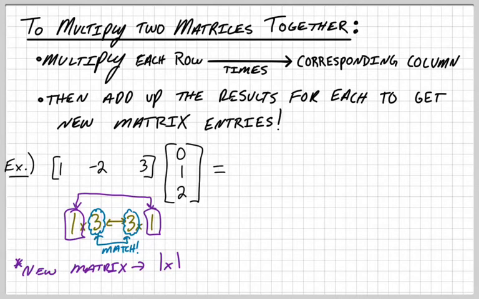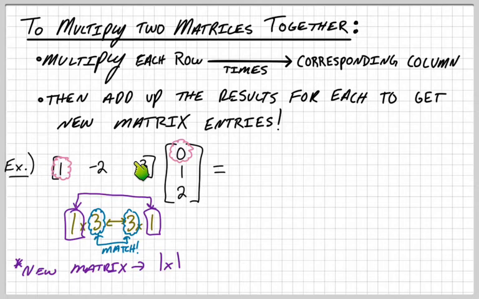So let's see if we can follow the instructions here to multiply these together. We're going to multiply each row by the corresponding column. Well, that's simple. There's only 1 row from this matrix and only 1 column here. And then once we multiply each corresponding entry, you just add up the results. So let's see.